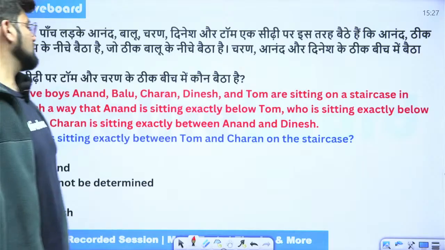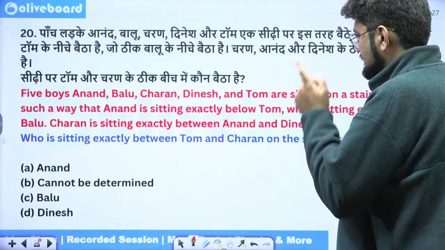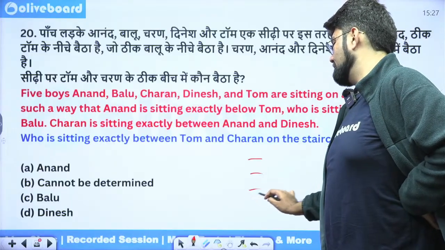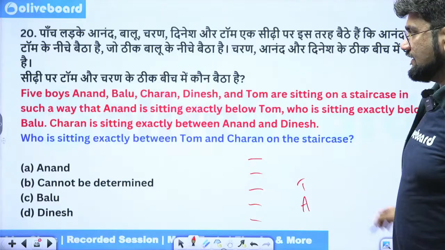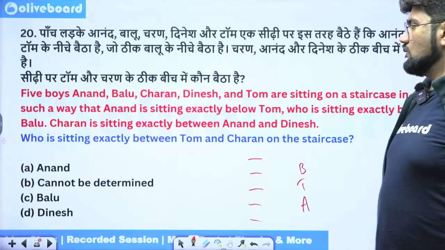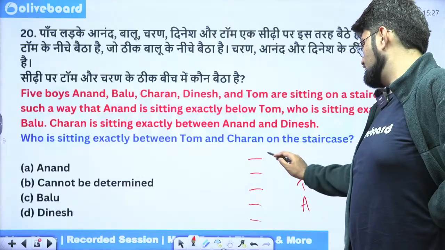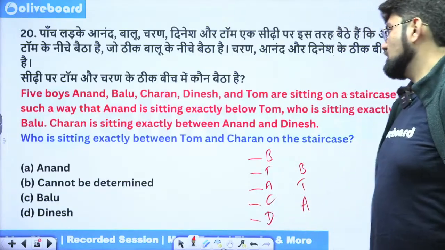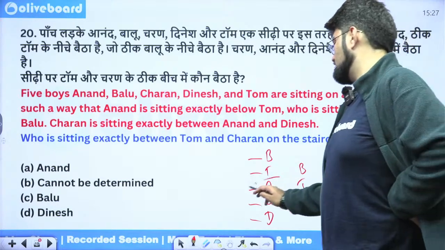Next. 5 boys, Anand, Balu, Charan, Dinesh and Tom are sitting on a staircase in such a way that Anand is sitting exactly below Tom. See, you will make this arrangement like this. Anand is sitting exactly below Tom, who is sitting exactly below Balu. Charan is sitting exactly between Anand and Dinesh. So it's only possible if these guys sit like this. Who is sitting exactly between Tom and Charan on the staircase? It is Anand. A.